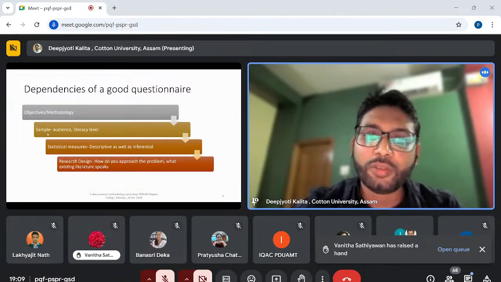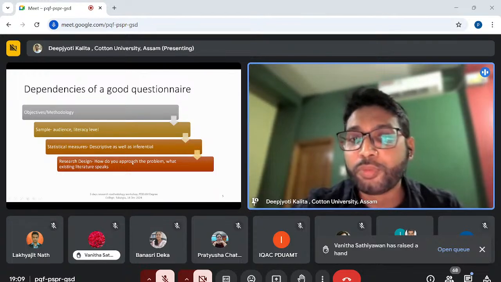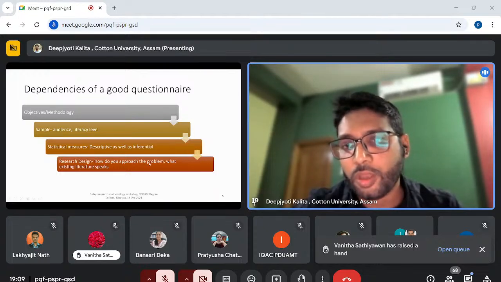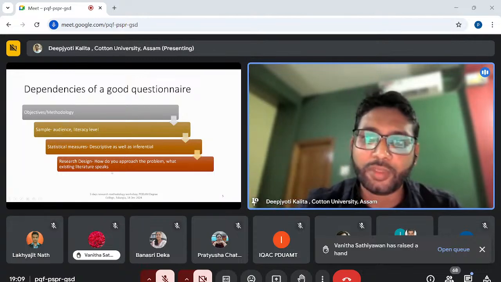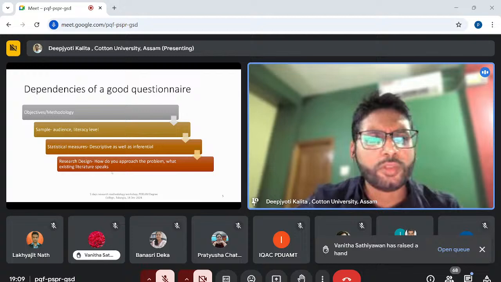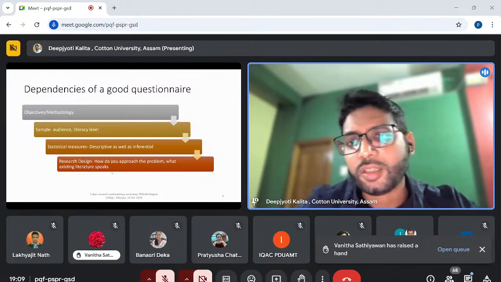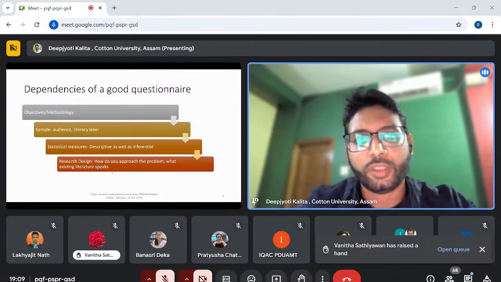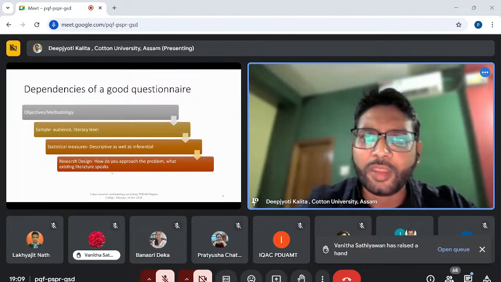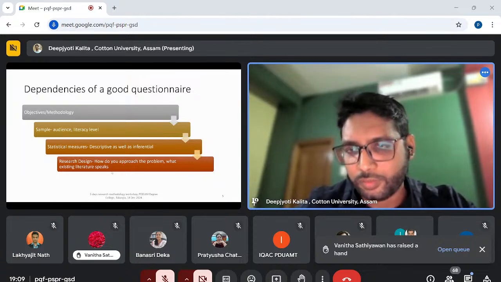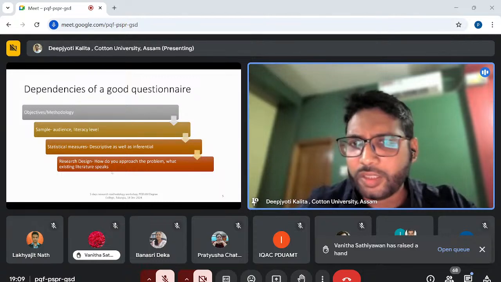The next component that comes is your research design. How do we approach the problem that we have identified? What does the existing literature say? Suppose you want to conduct a survey on the online interaction of students on social media, and whether it has affected the studies of those students. It is a very common topic of research, but there is always scope for improvement in that study.